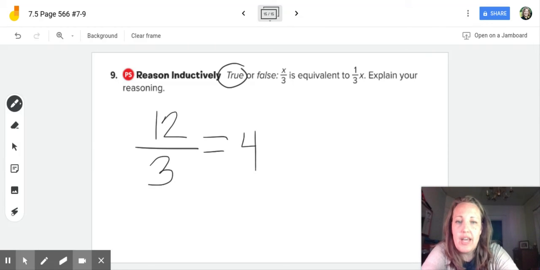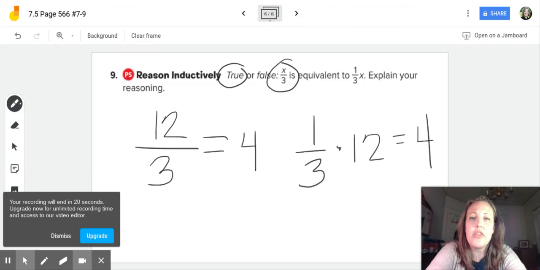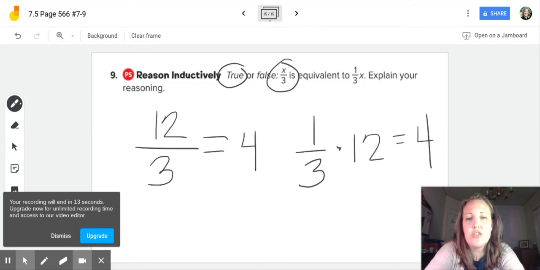Okay, so that's this one. Now let's say, is it true to say 1/3 of, and of means multiply, right? Of, multiply by 12, is that also 4? Absolutely. 1/3 of 12 is taking 12 and dividing it into 3 equal pieces, right? So that's one way to show that it's equal.